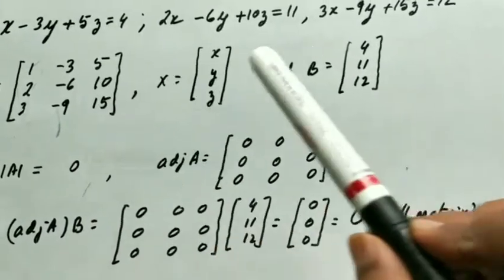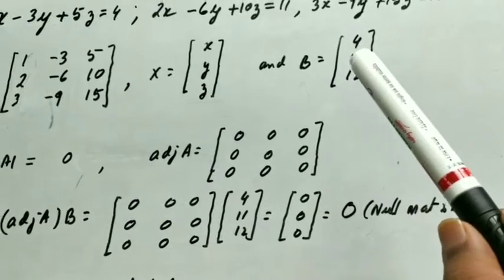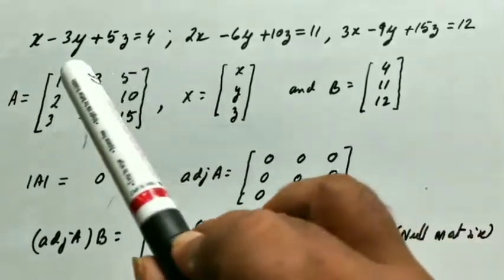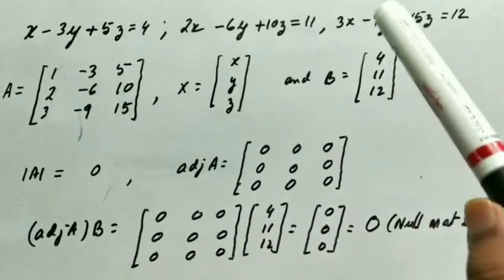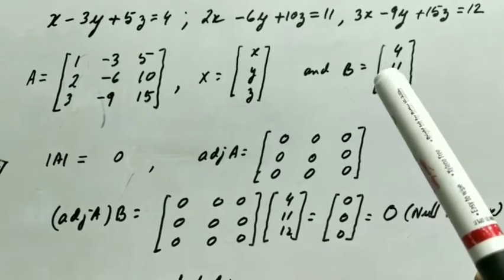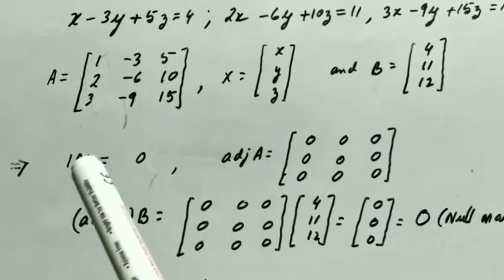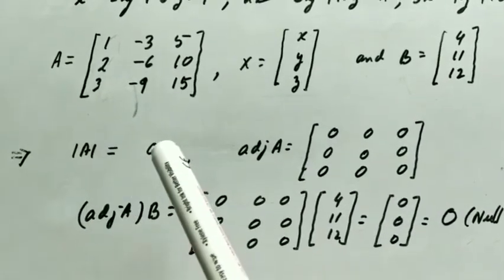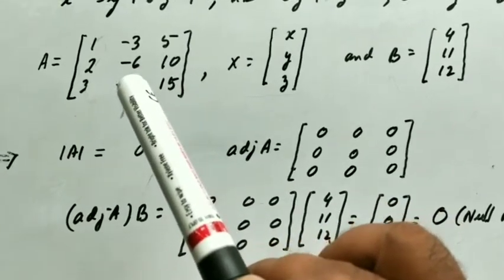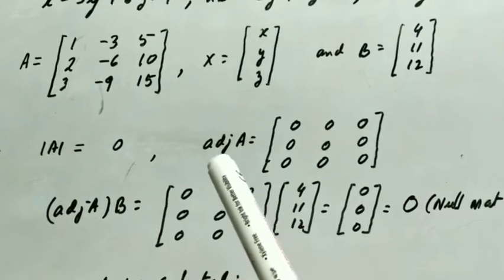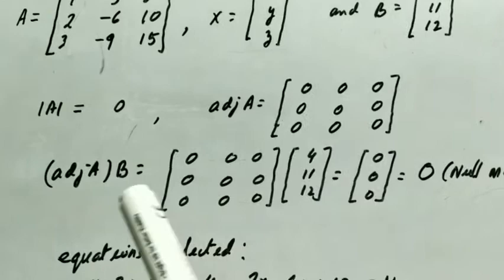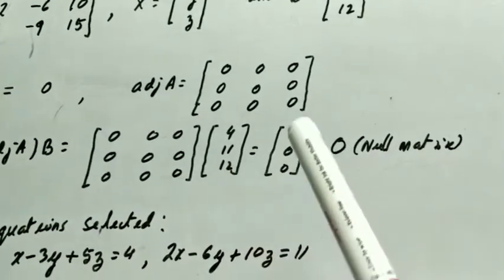But you won't find the same thing happening here. 4 into 2 is 8, not 11. 4 into 3 is 12. So just by looking at this, you will get an idea that it cannot be consistent. It has no solution, but still by matrix rule we have to prove that. So determinant of A is 0. By property only you can write, no need to simplify. Adjoint of A is all null matrix. Adjoint of A into B is a null matrix.